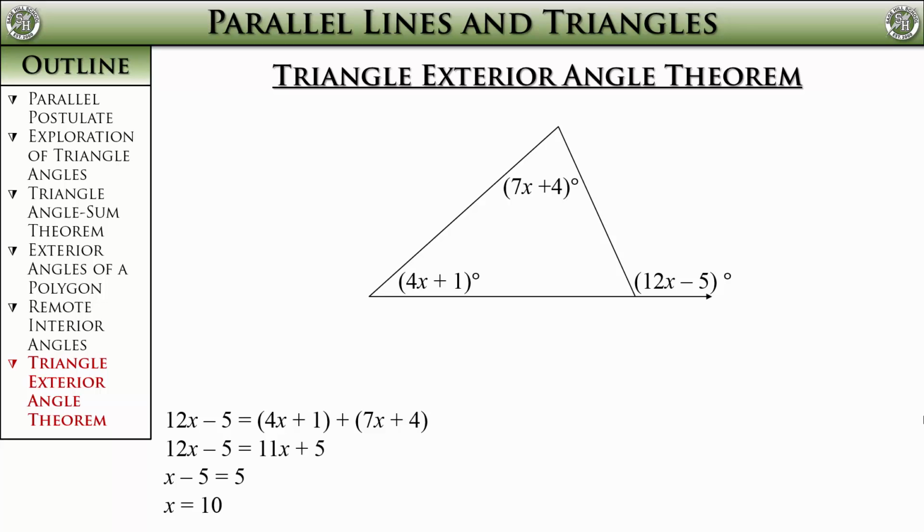You can certainly still do the problem without it, if you want to deal with a system of equations, but it saves you some time. It isn't as prevalent as the triangle angle sum theorem, although few things are as prevalent as that one, but the triangle exterior angle theorem will be helpful a few times this year.